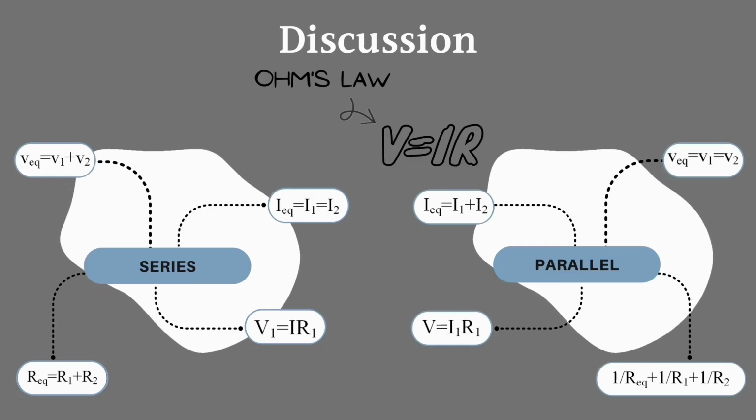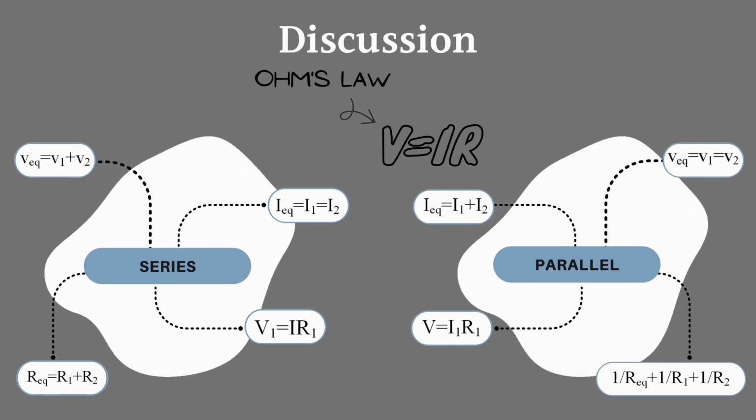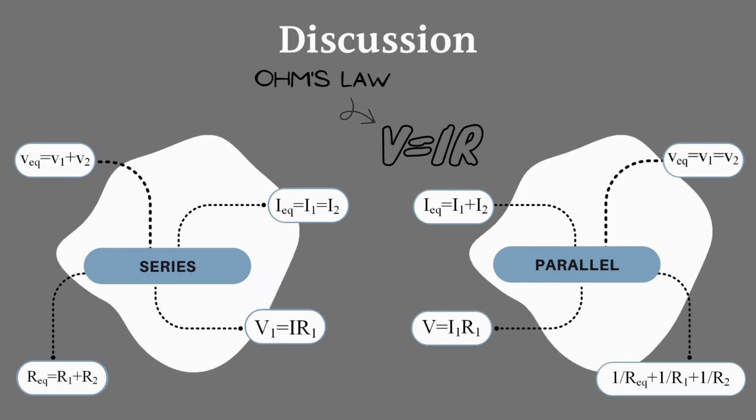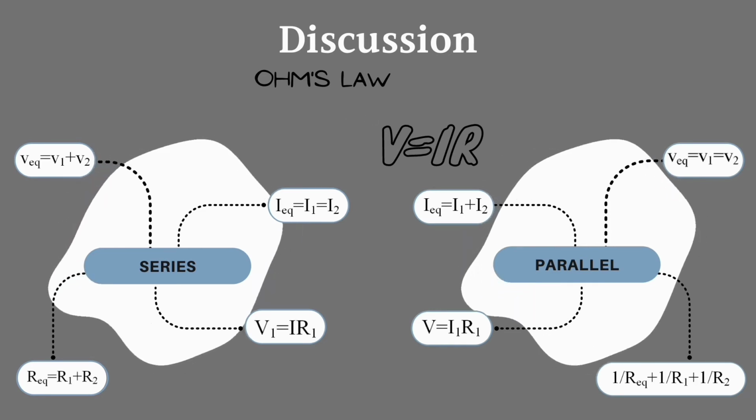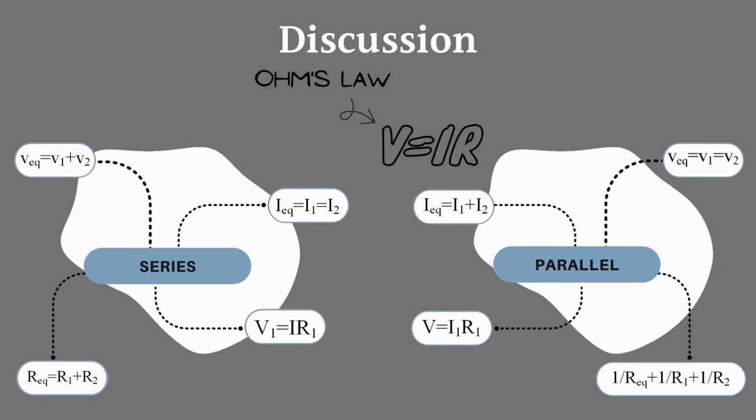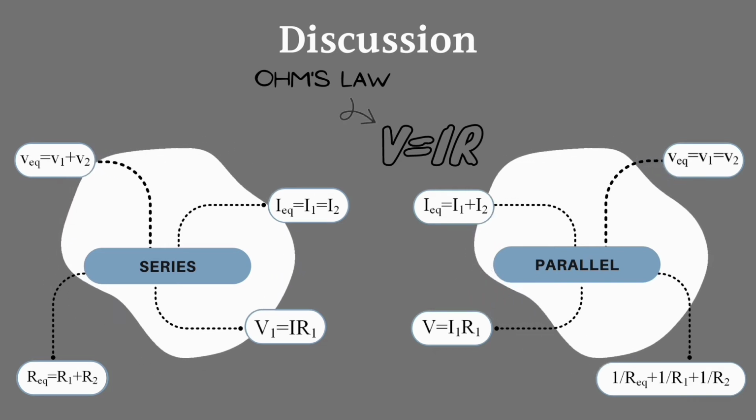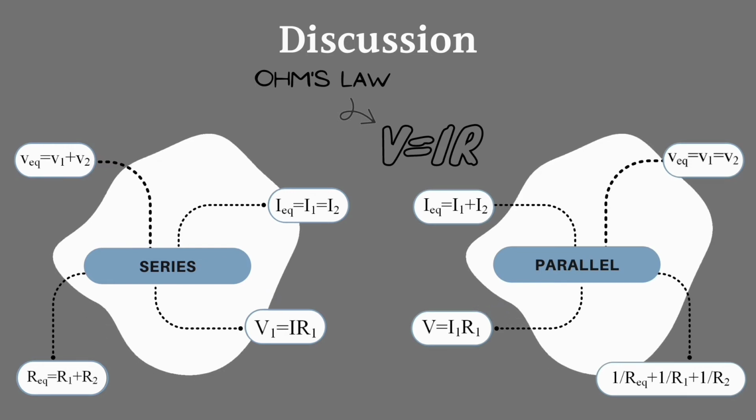For experiment Part 1, this experiment obeys Ohm's law, which is V equals IR, where the current through a conductor between 2 points is directly proportional to the voltage across the 2 points.